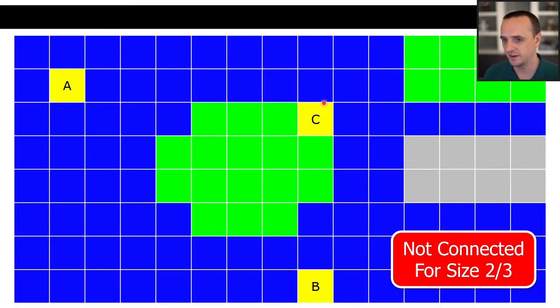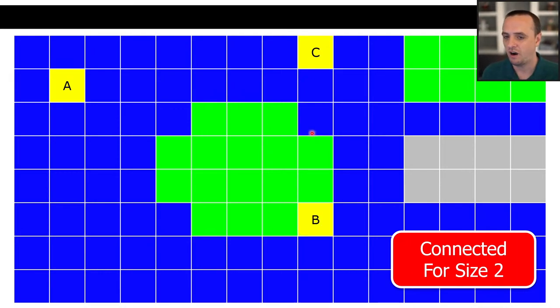They are not connected for size 2 or size 3. Why not? Well, because B is not a legal position for an object of size 2 or size 3. Since B and C would not be able to actually live at that position, because they would be overlapping either the edge of the map or overlapping a tile of a different color, they are not considered to be connected.